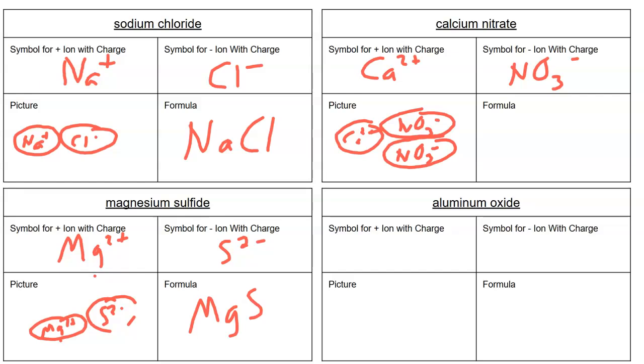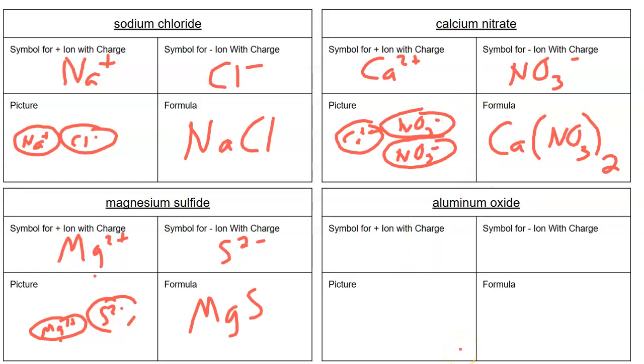So how do we write this formula? Well, we have one Ca, and then we have two of the whole nitrate piece. So we put that whole nitrate in parentheses, and then put a little subscript of 2 outside the parentheses.